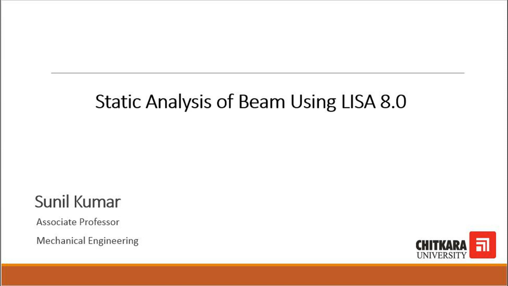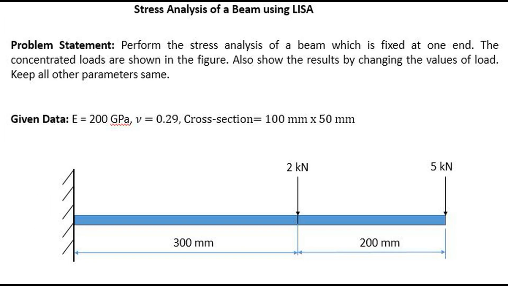Welcome viewers to the session of static analysis of beam using Lisa 8.0. In this session, we will be discussing a problem of cantilever beam subjected to a point load at two places. One is 300 mm and another is 200 mm away from the fixed support. So for this, we at least need two elements minimum because at 2 kilonewton one node should also be there.